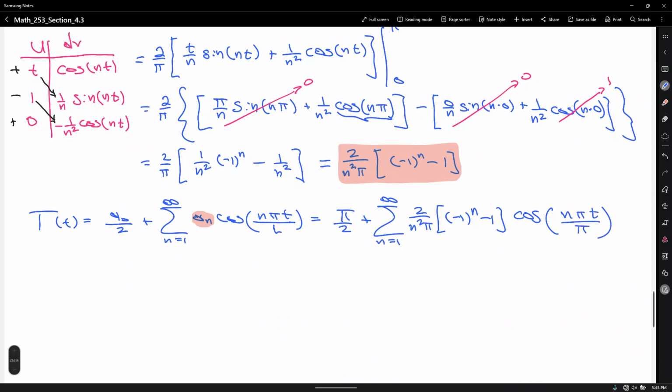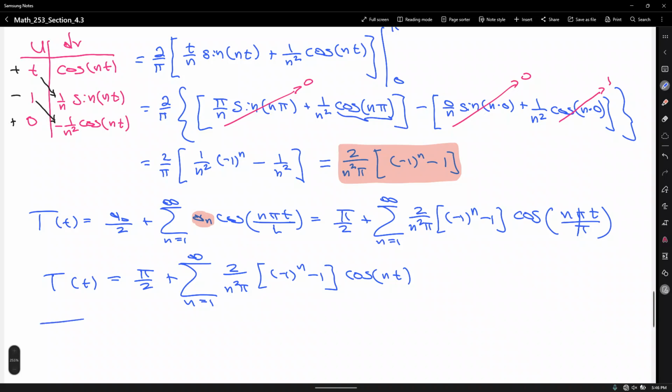Well, there's really not much to simplify other than dividing out those pi's right here. So that'll be pi over 2 plus the sum from n equals 1 to infinity of 2 over n squared pi times negative 1 to the n minus 1 cosine of nt. That's the final answer. So this is the Fourier representation of this triangular wave.